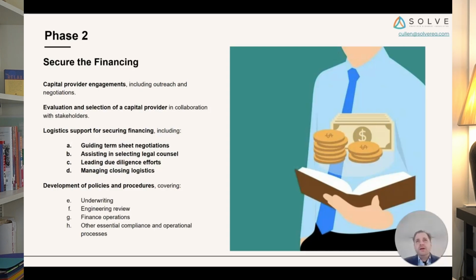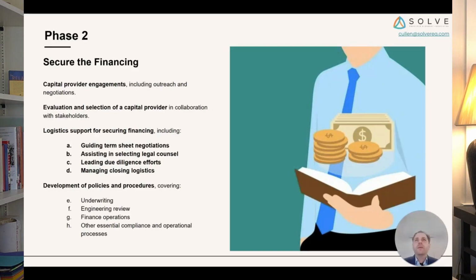It also is very important to make sure that by this time you've developed, in partnership with your capital provider or internally, good ideas around underwriting, engineering review, asset review, finance operations. How's the money going to come in, be accounted for, go out? There are many compliance processes that your capital provider may require, such as debt service coverage ratio.